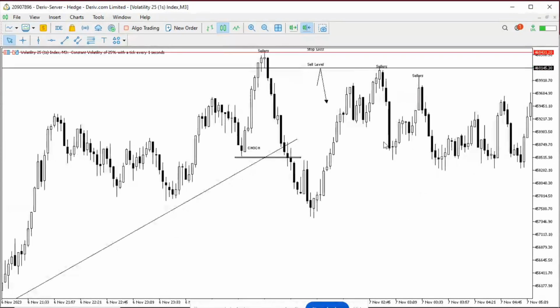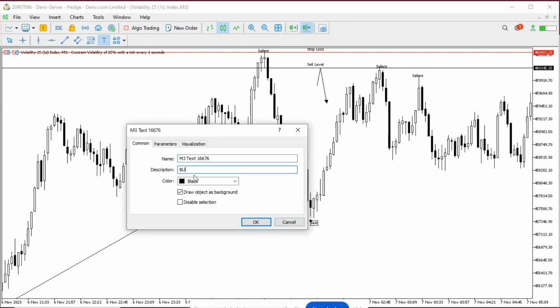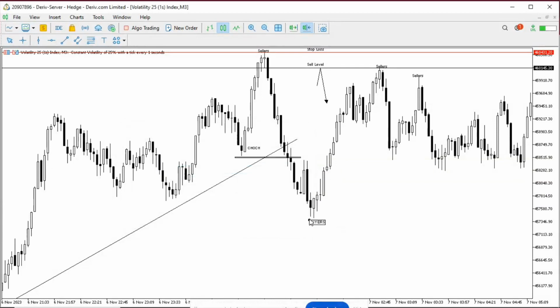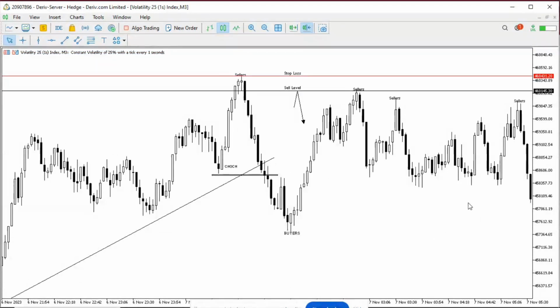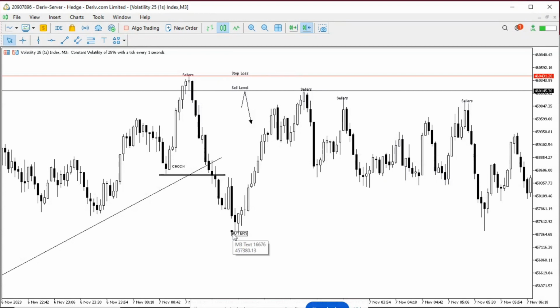Now, let's talk about buyers. Here, we had buyers. When they were supposed to be taken out, the market spared them. Here, if we check these levels, you will see that these are equal lows. No liquidity was collected in the zone.